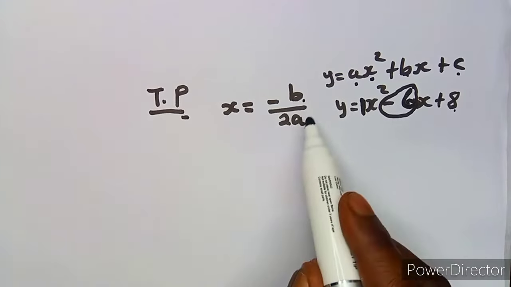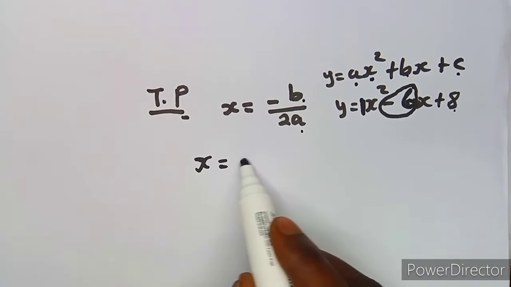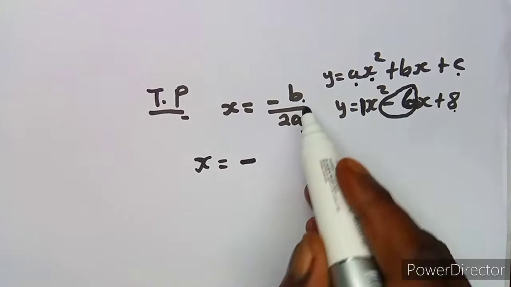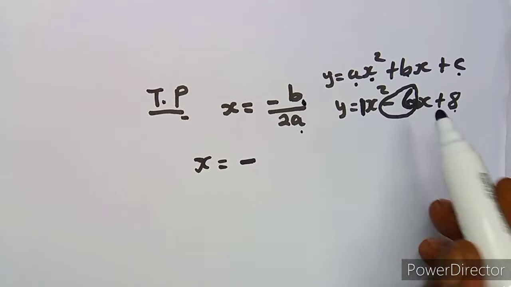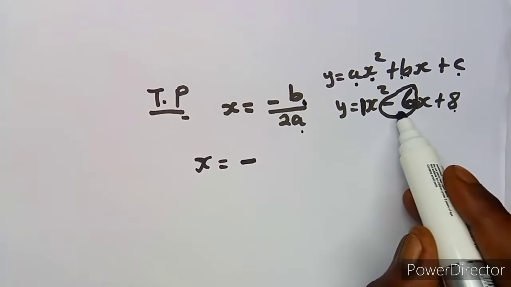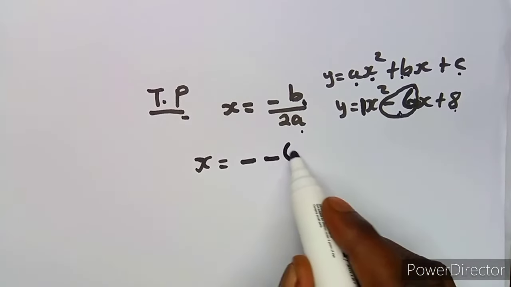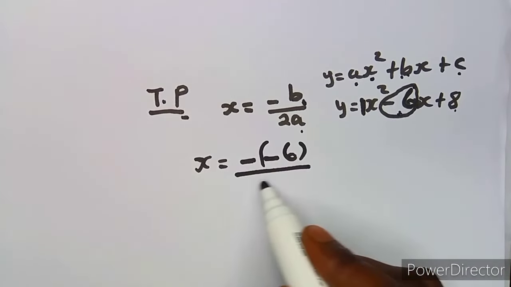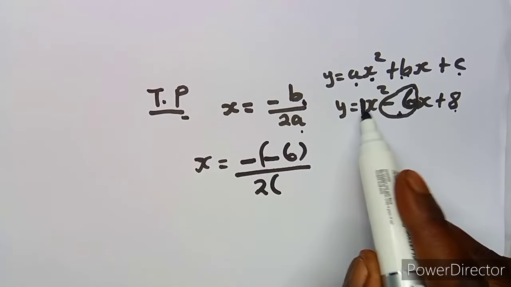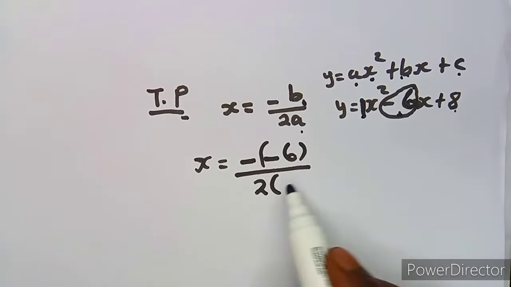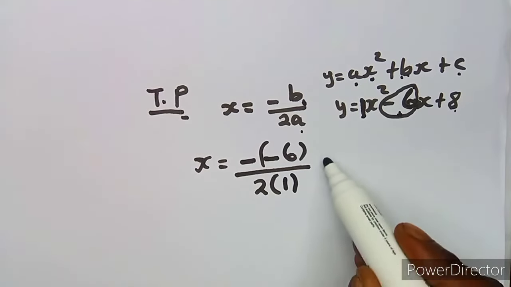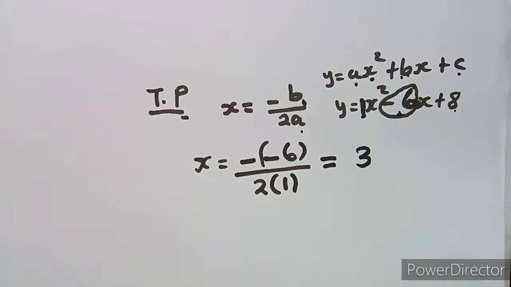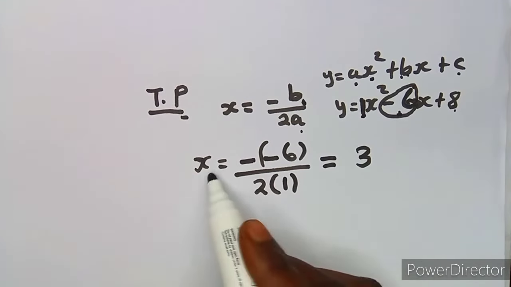So in this case we need b and a. So x is going to be minus, which is part of the formula. Then what is the value of b? The value of b in this case is minus 6. So it's going to be minus (minus 6) over 2a. What is the value of a? The value of a in this case is 1. So it's 2 times 1. So from your calculator, this is going to give you a 3. So that's what you're going to obtain: x is equal to 3. So you've got the value of x.